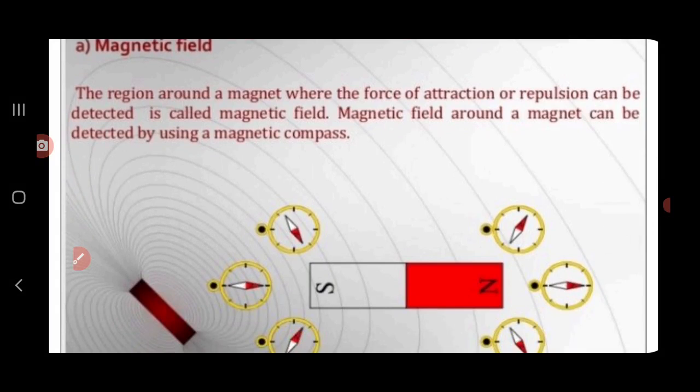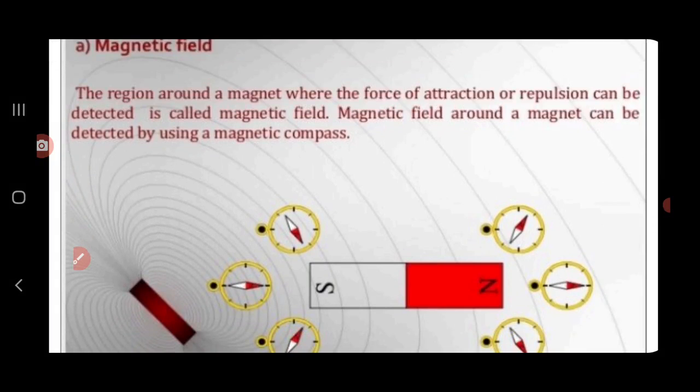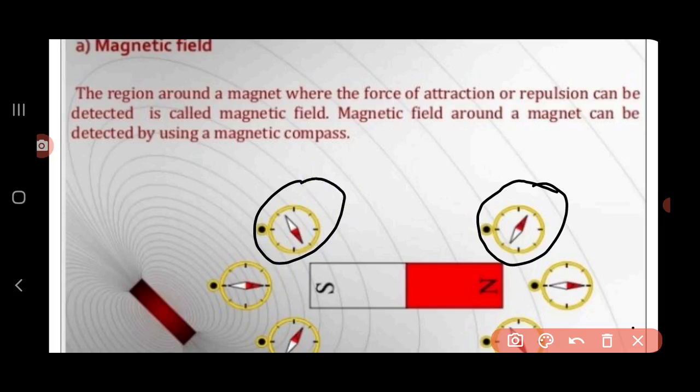Now, magnetic field lines. Magnetic field lines means what? See, magnetic field lines are the imaginary lines which originate from the North Pole and end at the South Pole. See the diagram carefully. So, this is a magnet, its north and south poles are there, and the imaginary lines originate from the North Pole and they end at the South Pole.